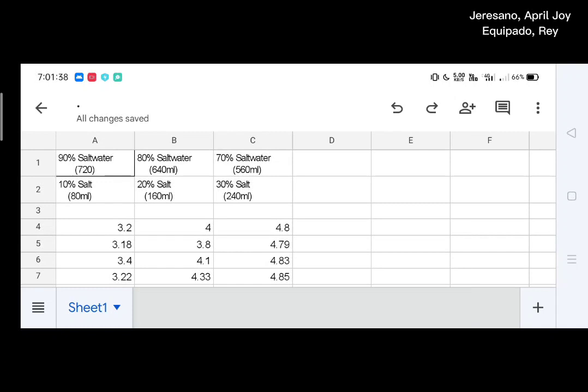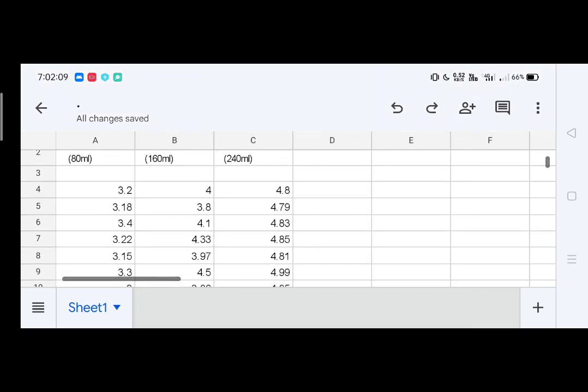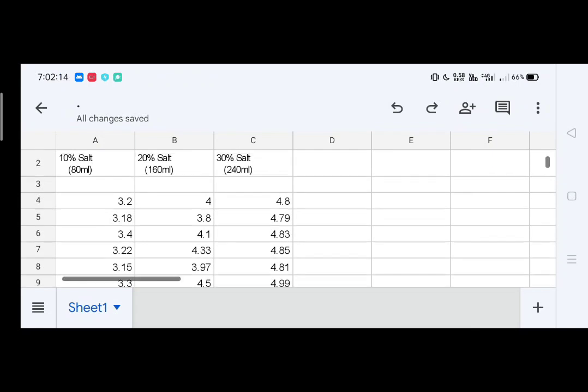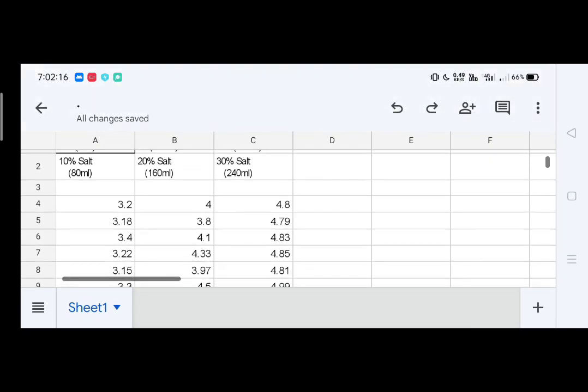For concentration A, 90% salt water and 10% salt, a total of 800 ml. For concentration B, 80% salt water and 20% salt, a total of 800 ml. For concentration C, 70% salt water and 30% salt, a total of 800 ml. There are 20 trials that have been conducted for concentrations A, B, and C.